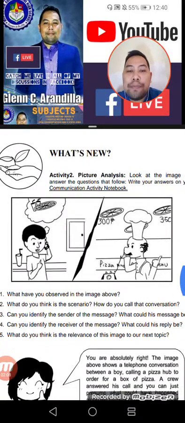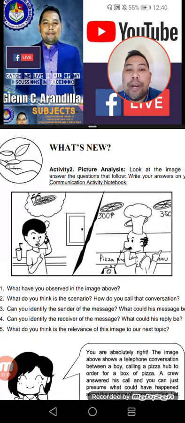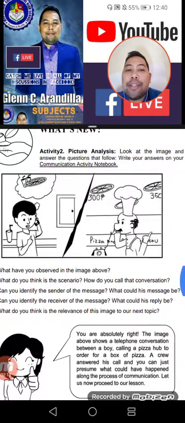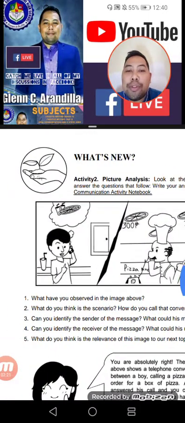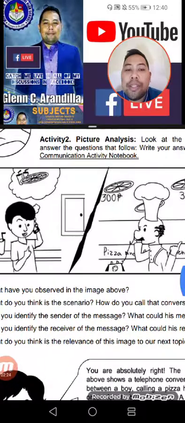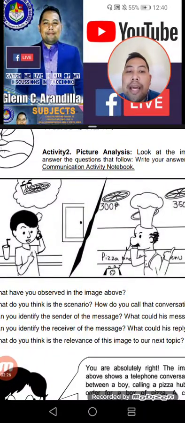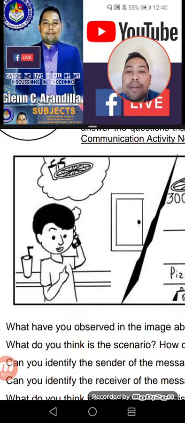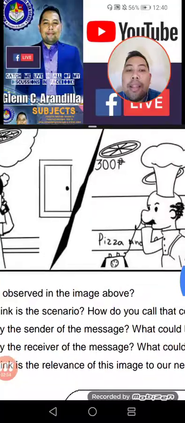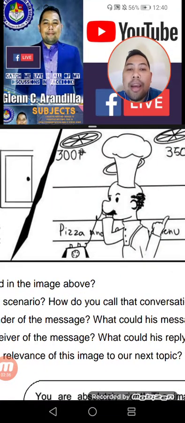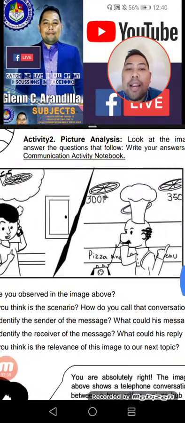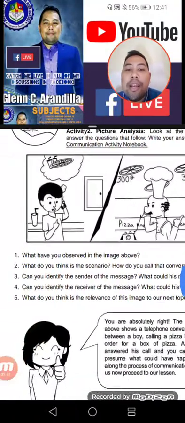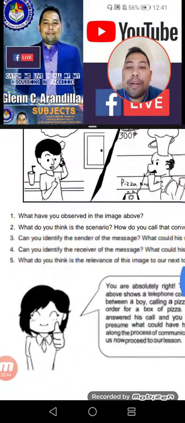So, what's new? Activity 2, in a separate notebook. Picture analysis. Look at the image and answer the questions that follow. Write your answer on your communication notebook. So, this is the picture. Try to analyze what is happening in the picture. There is this little guy, and this is an older guy. So, analyze the picture and then answer the questions in your separate notebook.